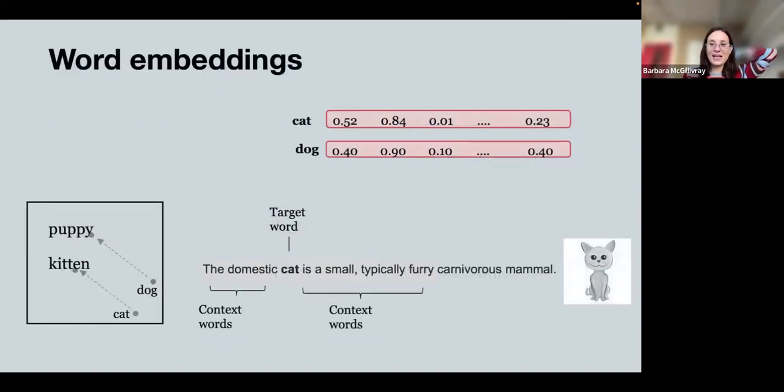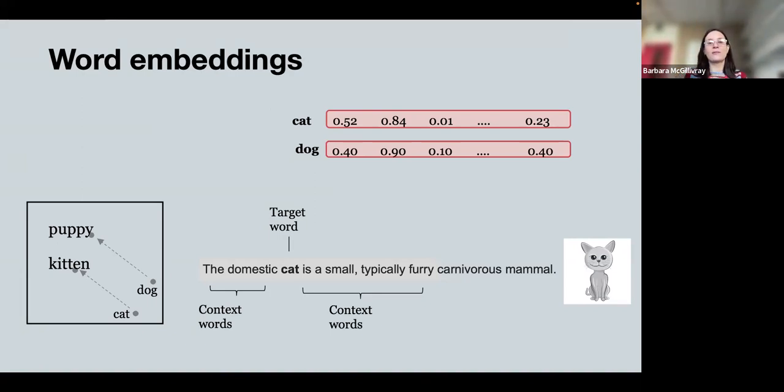So this has led to the development of technologies like word embeddings. So the idea of a word embedding, if you're not familiar with it, is that we can represent words as geometric objects, so-called vectors.